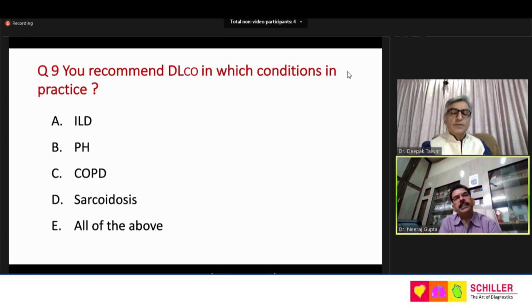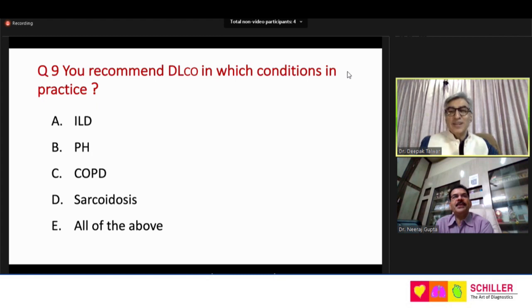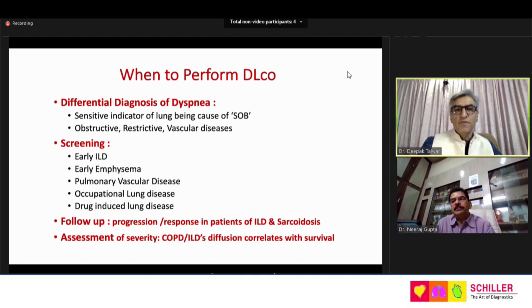So 84% have polled for all of the above. Right. 13% for option C, that is COPD. Oh, I thought it would be ILD. Actually, ILD is the condition most of the times when people would be thinking about. But COPD, I think looking at emphysema is something people are talking about, that they would be interested in looking at the diffusion capacity.